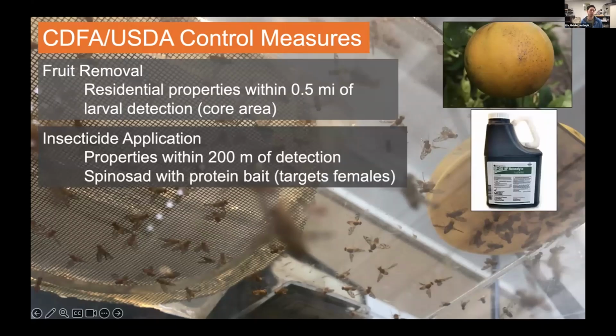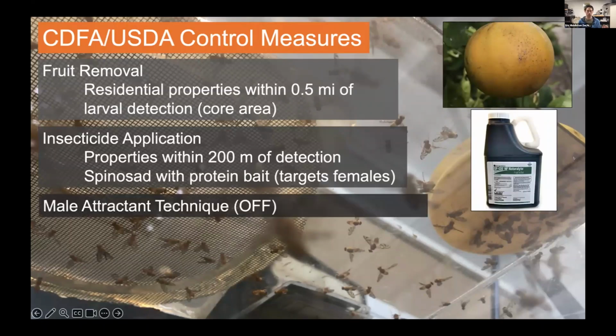Then they do insecticide applications for all properties within 200 meters of a detection. That basically is spinosad with protein bait. The protein bait attracts females. GF120 Naturalite is basically what they always use because it's an organic option that's also available for growers to use. It's put down, the females will go to it to feed on the protein, they then ingest the spinosad and they die. So these insecticide applications in this slightly bigger area get hit and try to kill off any of the females that are out there looking for protein.